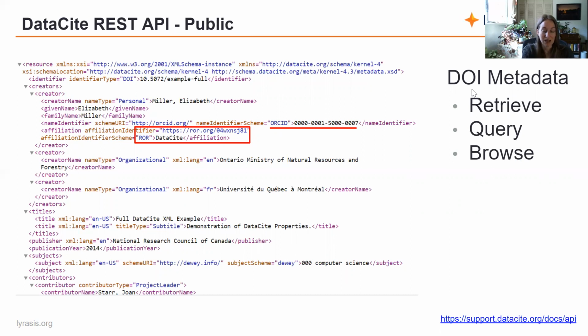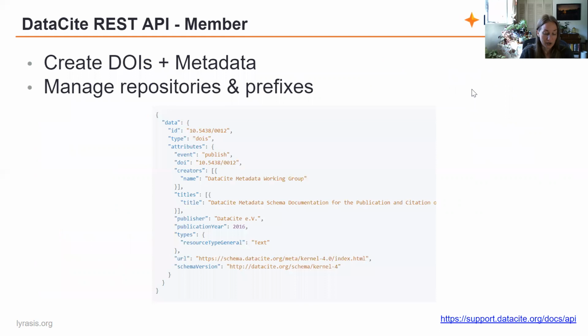And again, just highlighting here in the XML that we're seeing an ORCID ID and a ROR ID included in this DOI metadata. So the more we can include persistent identifiers in persistent identifier metadata, the more everything can be connected. The member API allows for automated creation of DOIs within local systems and affiliated metadata. And members can also use the member API to manage their repositories and their DOI prefixes.